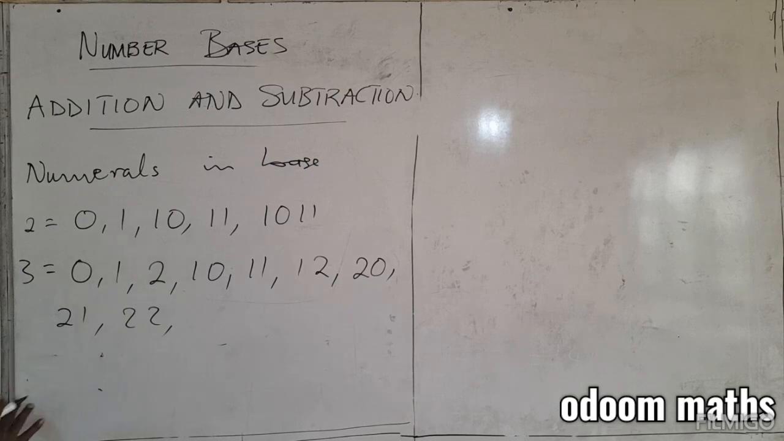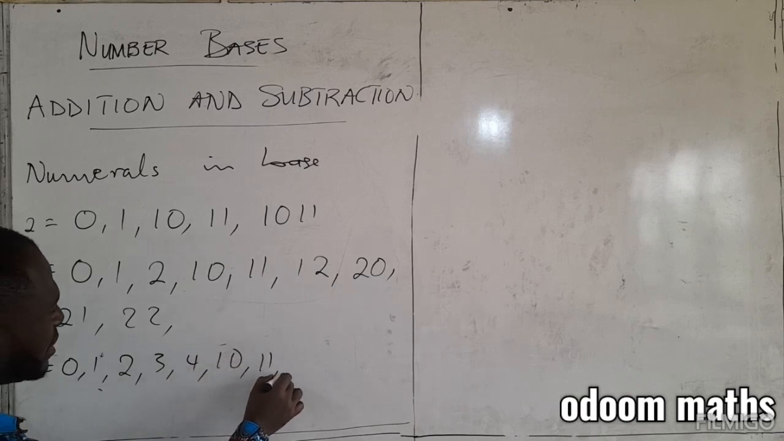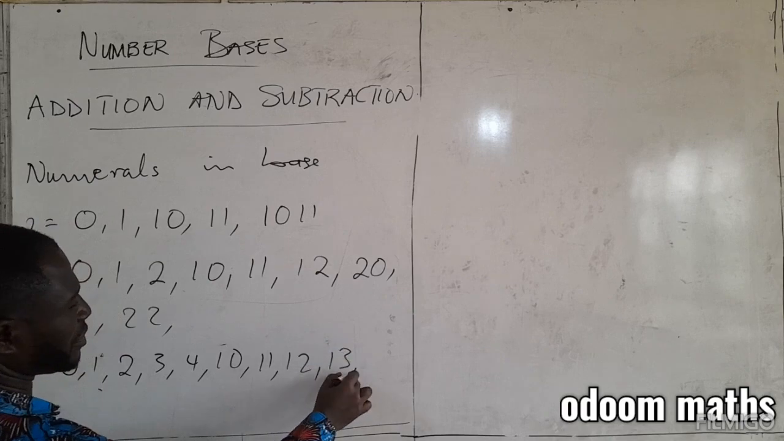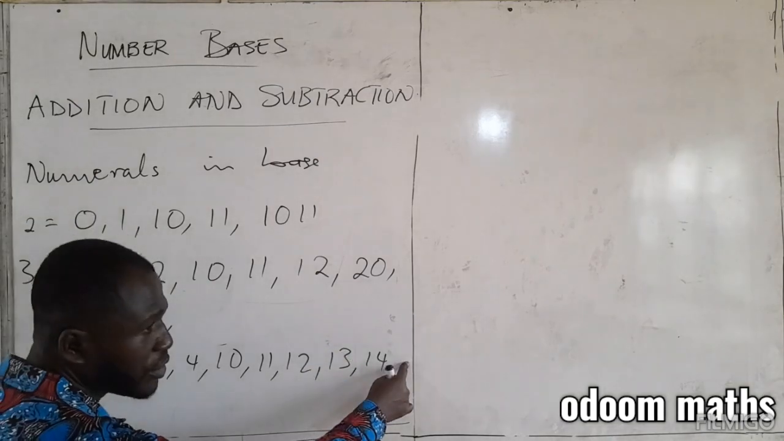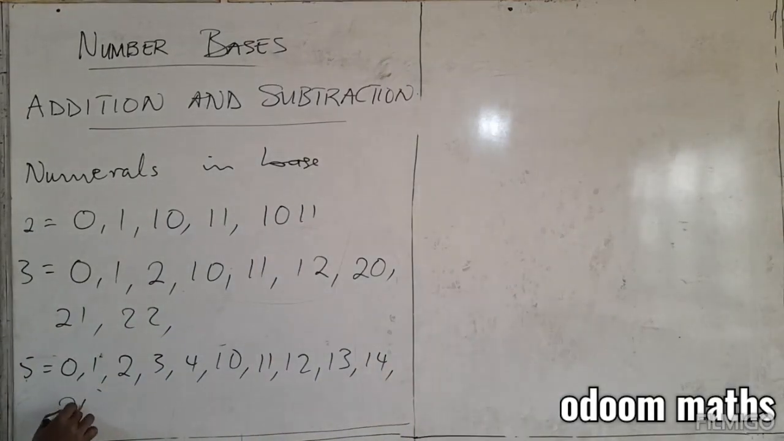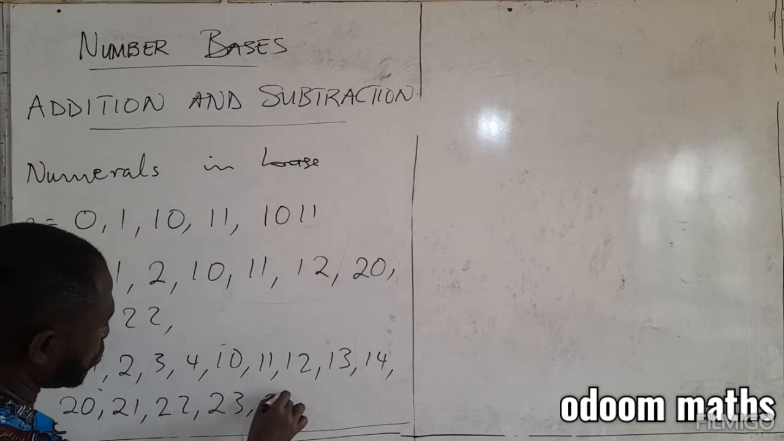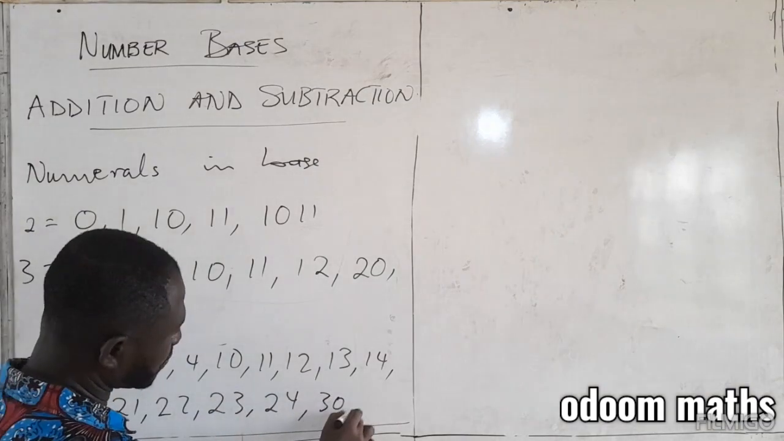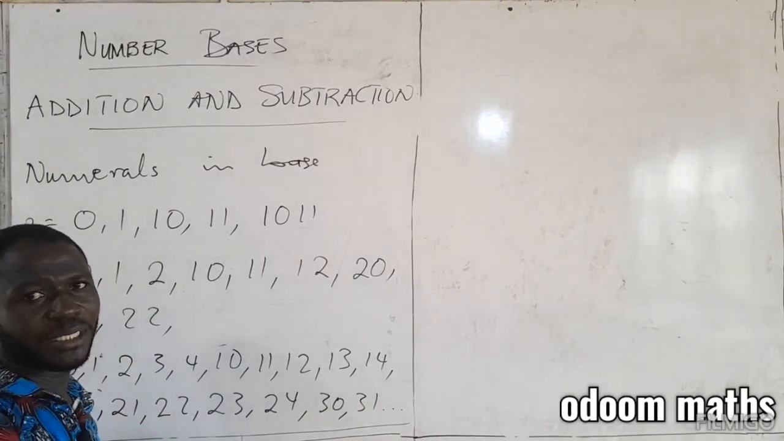Okay, let's go to that of base 5. That one is a little bit longer. So 0, 1, 2, 3, 4, 1, 0. That is, we are on base 5. So 1, 0, 1, 1, 1, 2, 1, 3, 1, 4. Then we don't need to see 5 again. So that's going to be 2, 0, 2, 1, 2, 2, 2, 3, 2, 4. Then 3, 0, 3, 1, and so on, and so on.